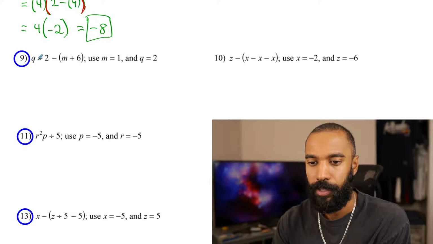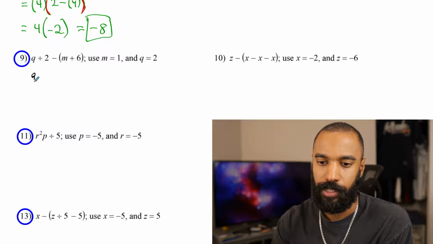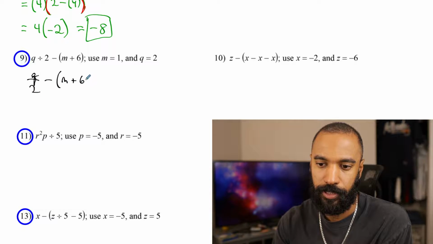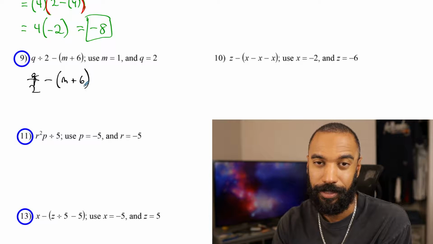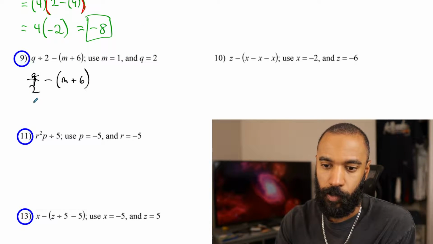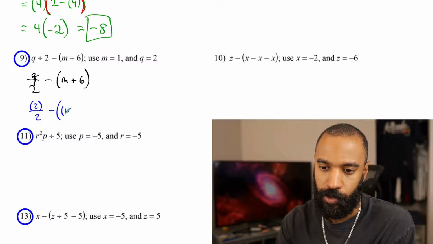Okay, number 9. Q, I've got to rewrite this. Q over 2 minus the quantity M plus 6. Forgive my handwriting. What's next? Blue. Q is 2, M is 1.